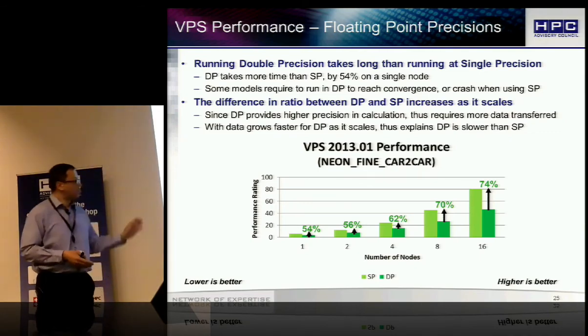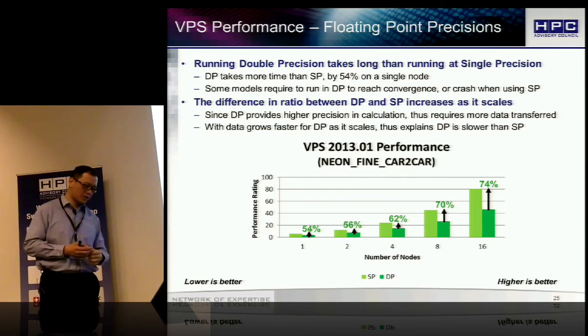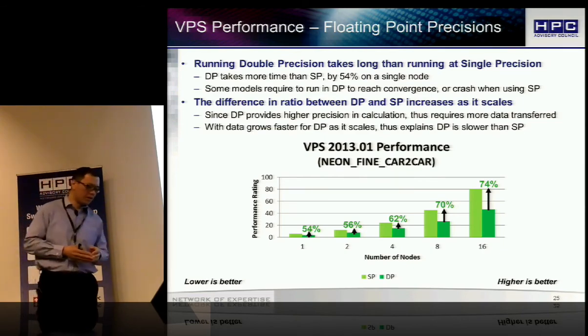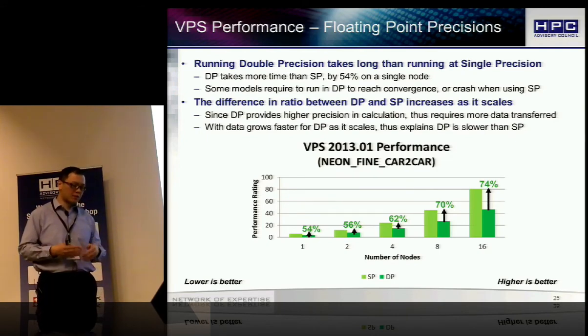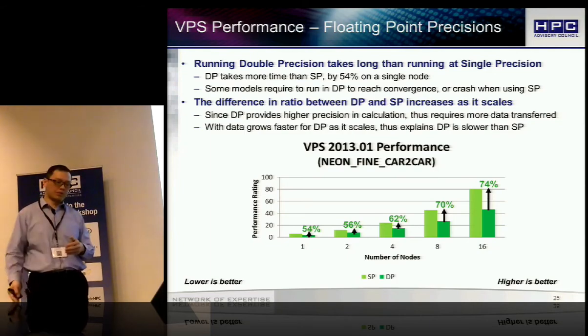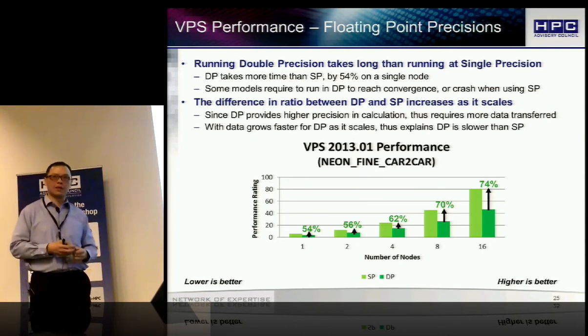As you can see, at higher node counts, the percentage difference widens. My belief is that when you have more and more systems running, you have more and more data that needs to pass along the network on the double precision side of it. Therefore, you see the gap widen. So this is my speculation.